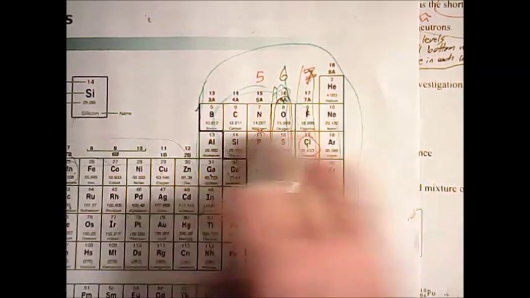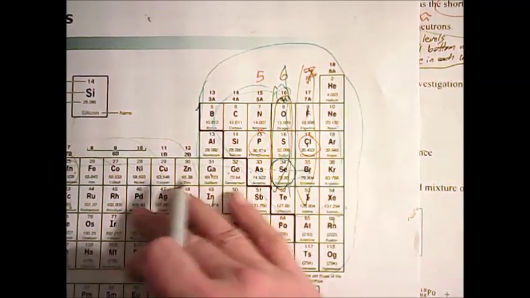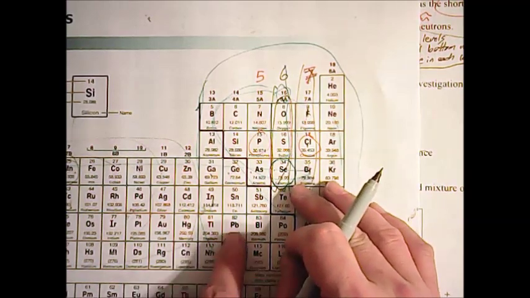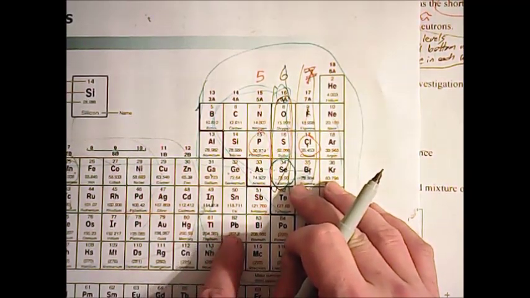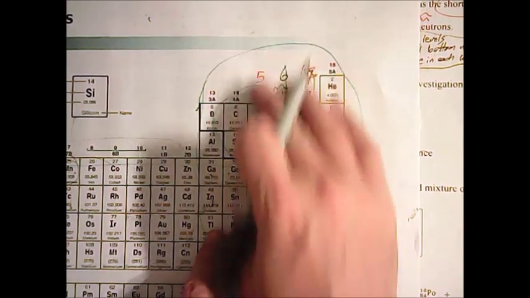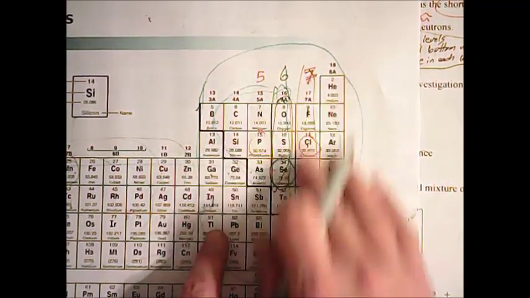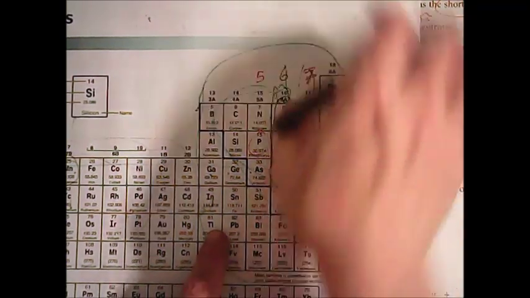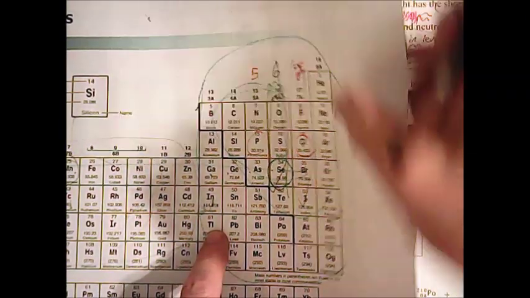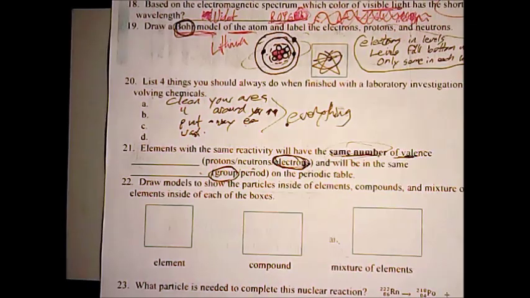So don't worry about periods going across. Periods going across have nothing to do with the reactivity the way we've learned it. The most important thing are the groups going up and down. Up and down is very important when we're talking about how a chemical behaves and how it behaves like its neighbors.